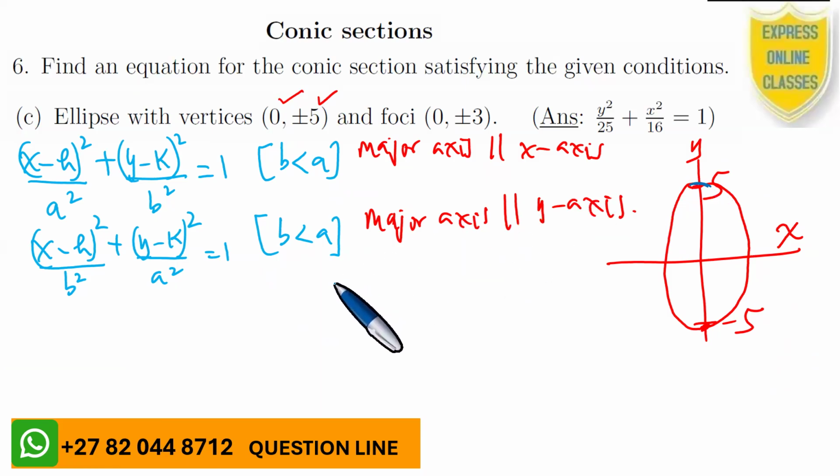Okay, let us continue with our things. Then the foci will be here. Right, so there's a foci at 0, 3. And there's also another foci at 0, minus 3. Like this. Okay, so think about this and make sure you understand everything.